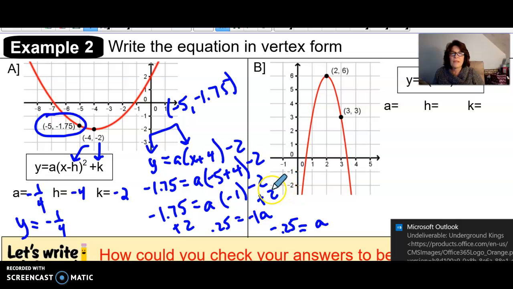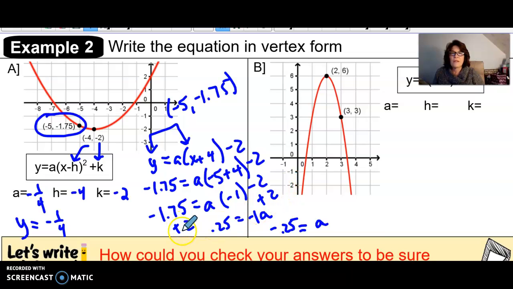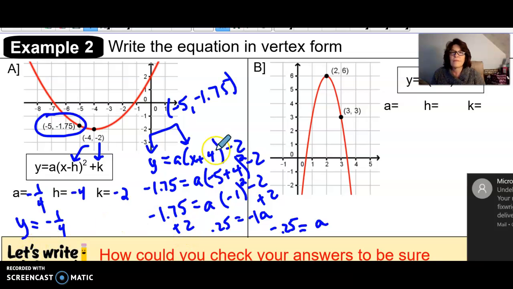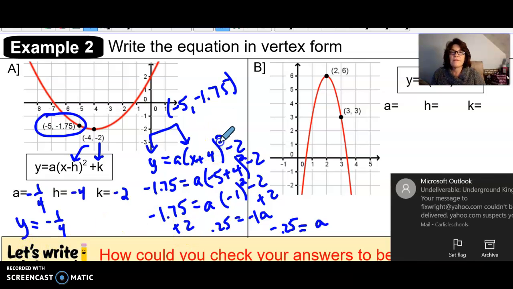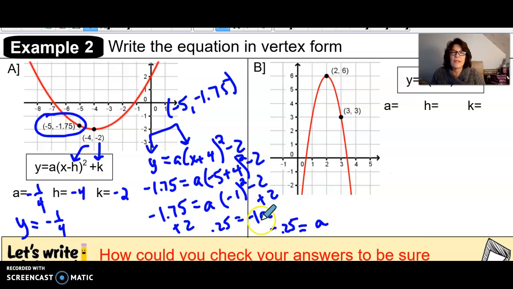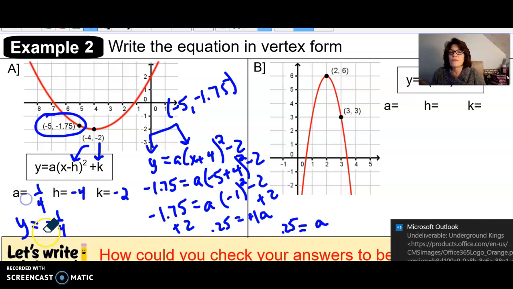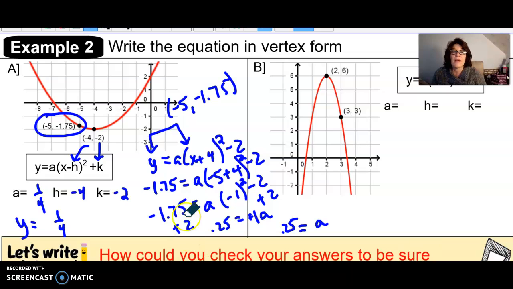Wait a second. Oops, I forgot the square. Sorry. -5 plus 4 is -1. -1 squared is +1. So we get that a equals +4, which, you know, you can use the parabola to help you catch arithmetic errors like that.